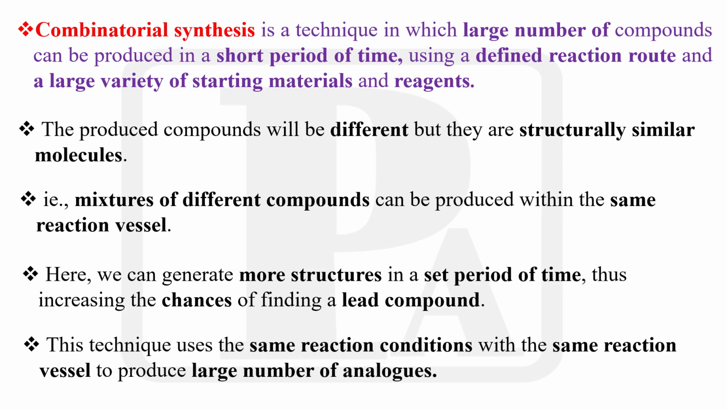So, combinatorial synthesis is a technique in which a large number of compounds can be produced in a short period of time using a defined reaction route and a large variety of starting materials and reagents. How are the compounds produced? They are different but they are structurally similar. So, we can get a mixture of different compounds in the same reaction vessel. So, what is the main condition? In the same reaction condition, in the same reaction vessel, we are getting a large number of compounds. So, we can get more compounds in a short period of time. From this, we have a high chance of getting a lead compound.